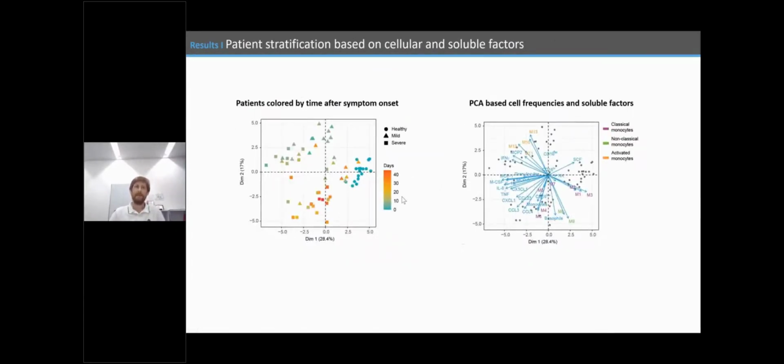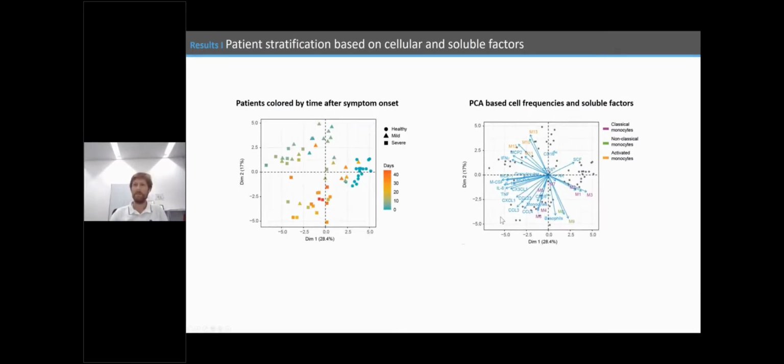We then wanted to see whether we can stratify the patients based on cellular and soluble factors. For this purpose, we performed a principal component analysis. What is plotted here is the first dimension on the x-axis and the second dimension on the y-axis. And it's very clear that we can separate out, shown in circles, the healthy cases. We can separate fairly well the mild cases that are shown in triangles. And we can also separate, using PCA, the severe cases that are here in the region at the bottom.